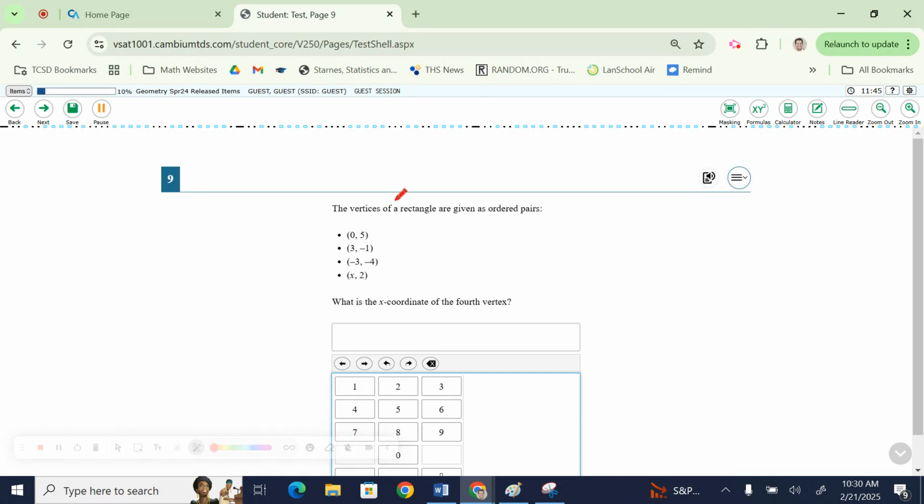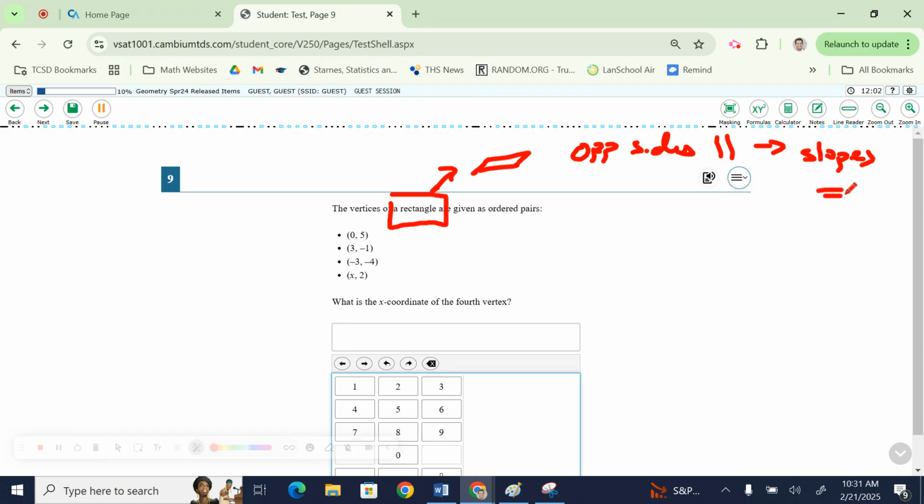Now let's recall a couple things, right? A rectangle is just a special parallelogram. Let's recall that for a parallelogram, opposite sides are parallel. What this means is that your slopes are equal. So we're going to use slope here to find this.